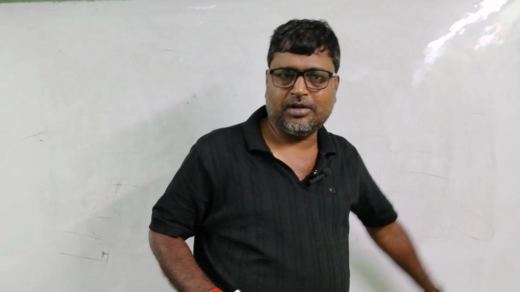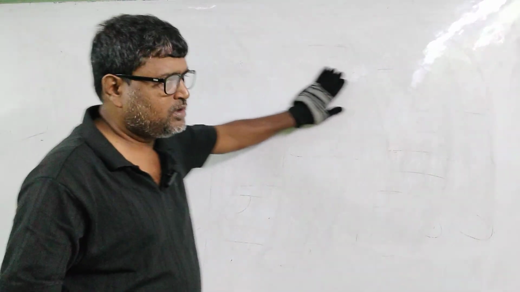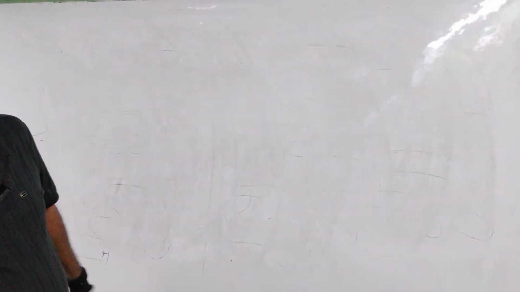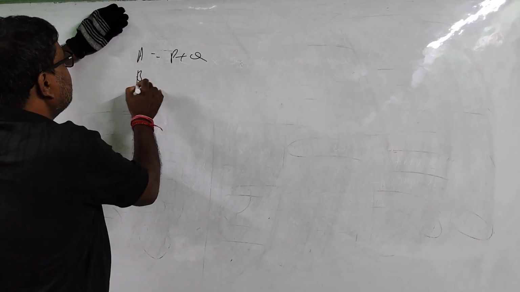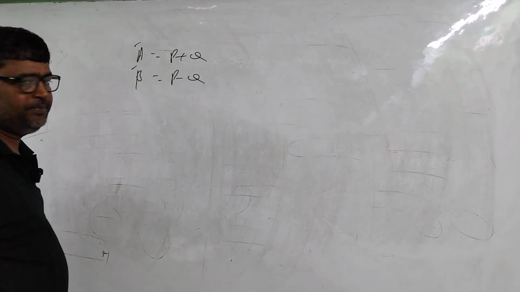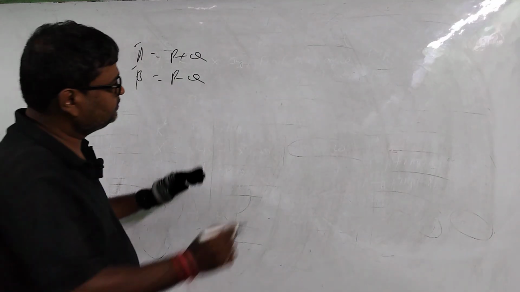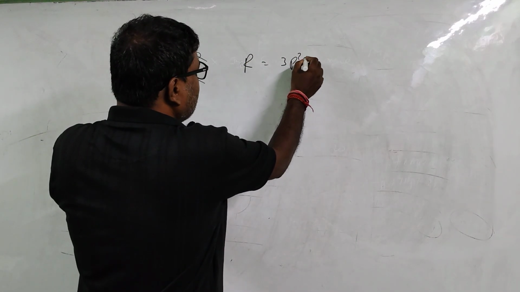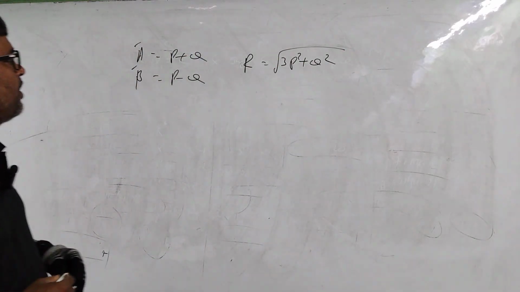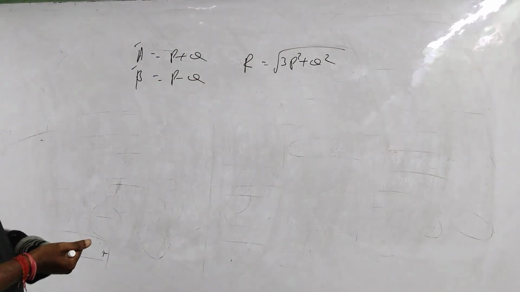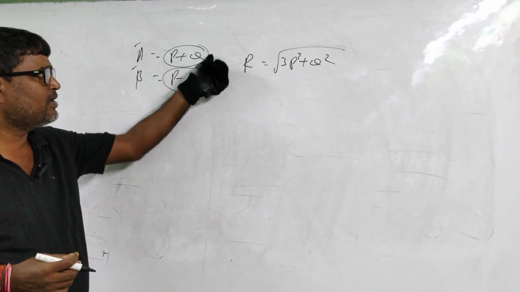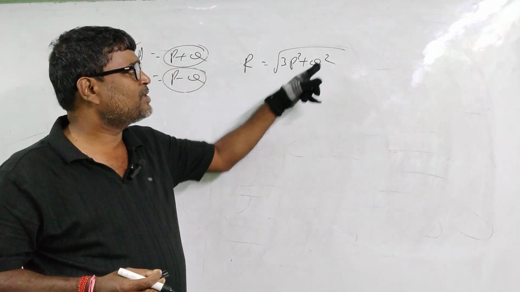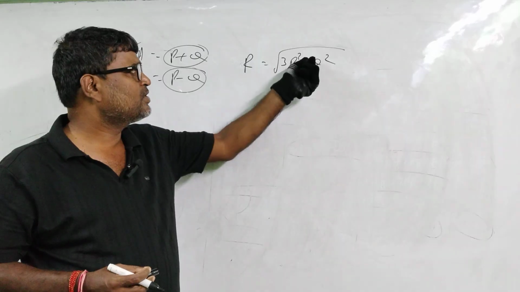In the next video we will cover the parallelogram law, the polygon law and a total of 10-15 questions. This question has two vectors, p plus q and p minus q, and the resultant is the square root of 3p square plus q square.